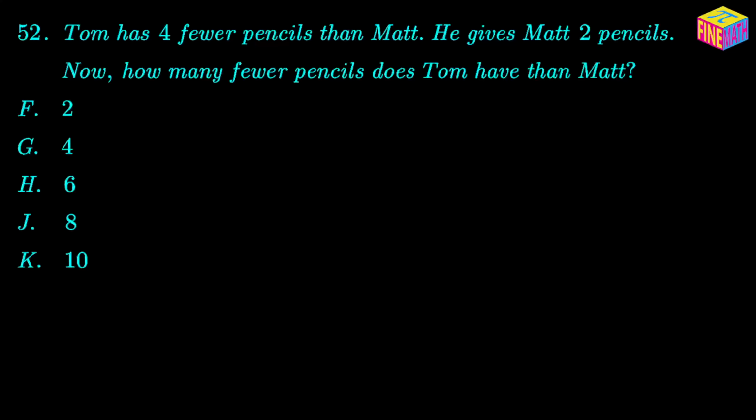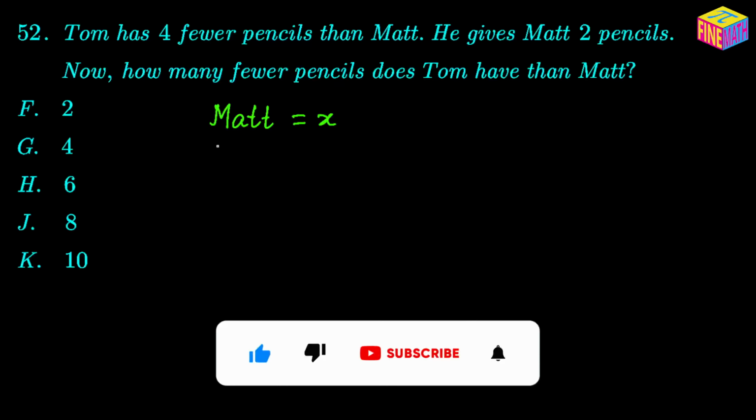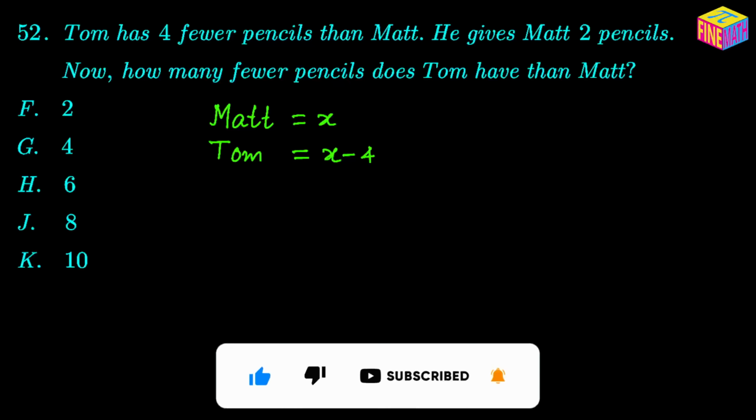So if we assume that Matt has X number of pencils to begin with, so at the beginning, let's assume that Matt has X number of pencils. And then how many does Tom have? Well, Tom then has 4 less than X. So that is the initial situation.